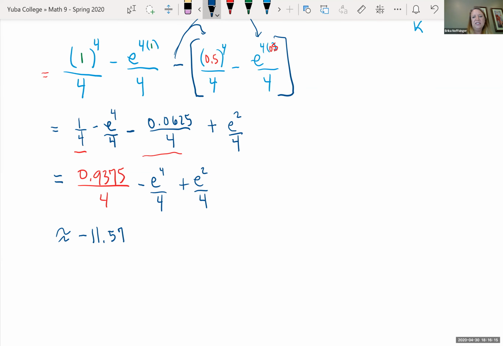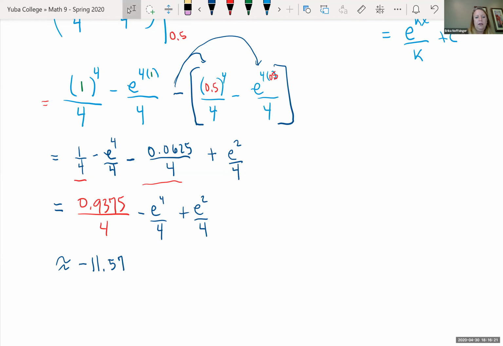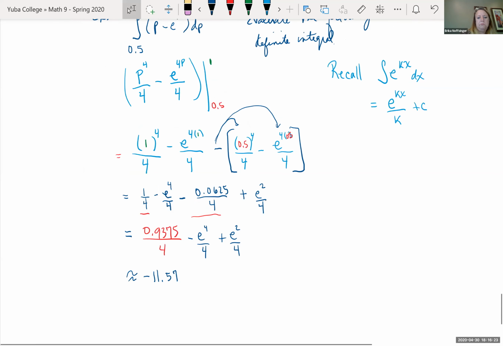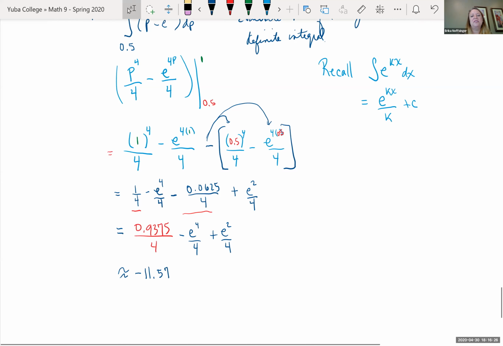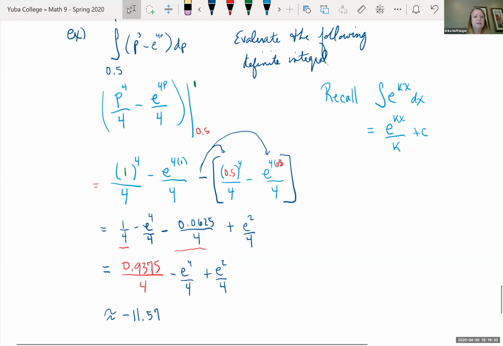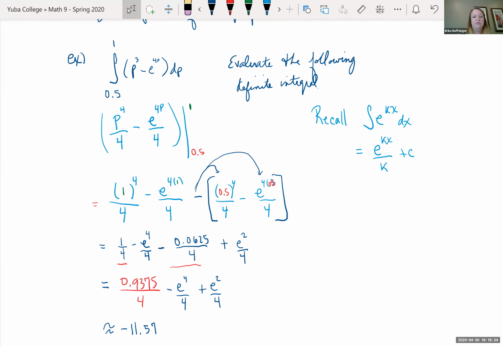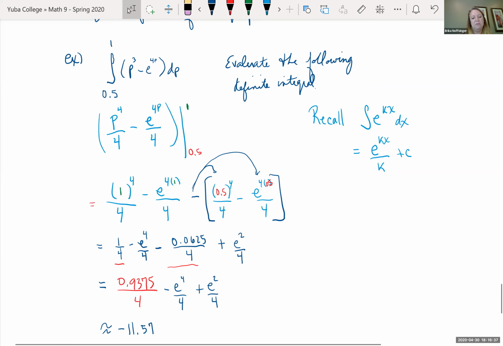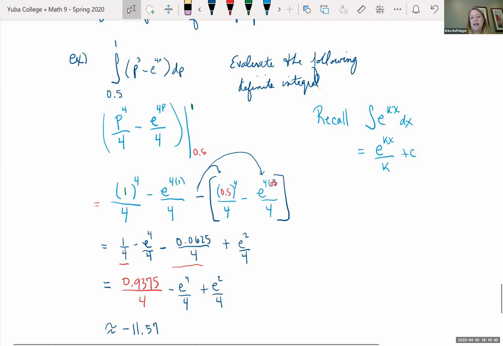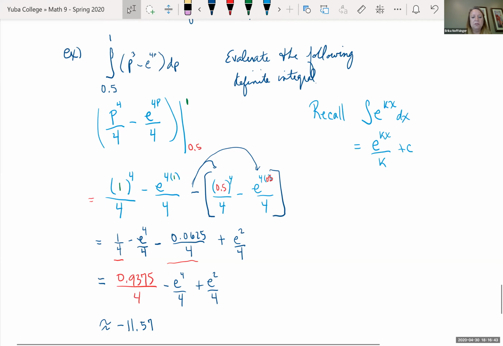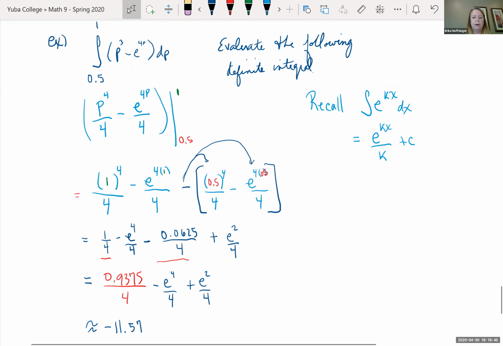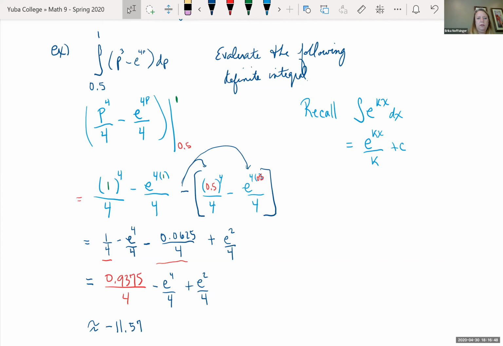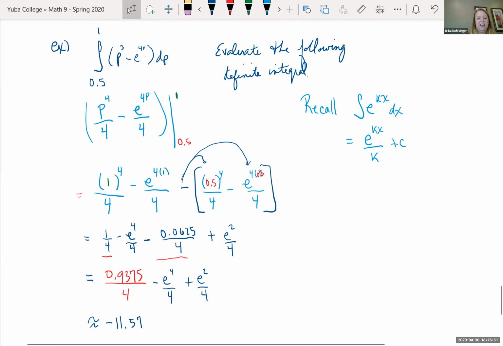So if you get the answer negative, what can you assume about the graph? Can we assume that the whole graph is underneath the x-axis? Not necessarily. We could have a piece above and a piece below. But if that was the case, then the area of the piece below is larger than the area of the piece above. But I know that it is falling below the x-axis because I'm getting a negative answer.